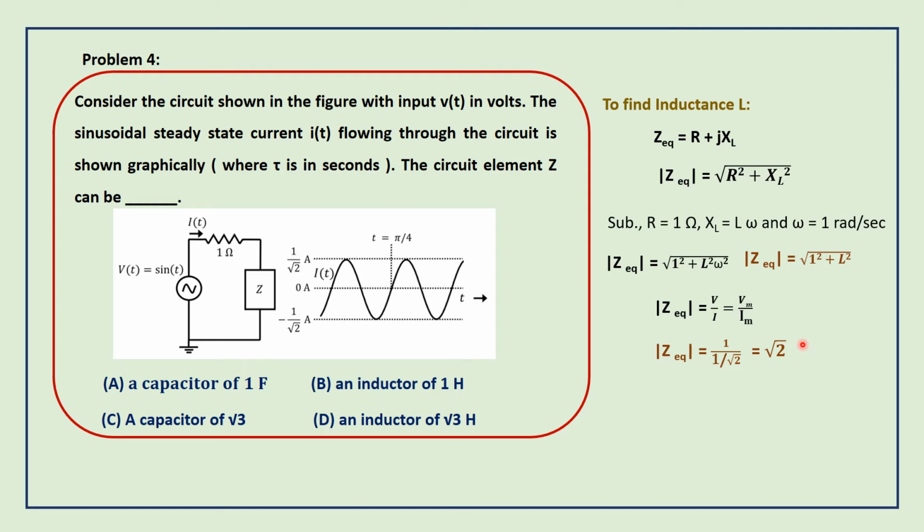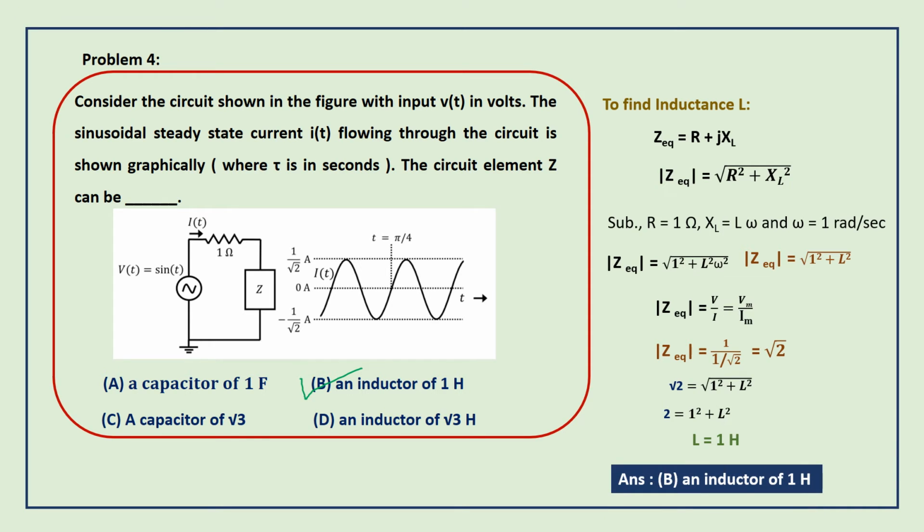Now I am equating this Z equivalent value in the left hand side of this equation. So Z equivalent equals root 2, which is equal to root of 1 square plus L square. Taking the square on both sides, 2 equals 1 square plus L square, which gives L equal to 1 Henry. So we found the value of inductance as 1 Henry. So option B will be the correct one, an inductor of 1 Henry.